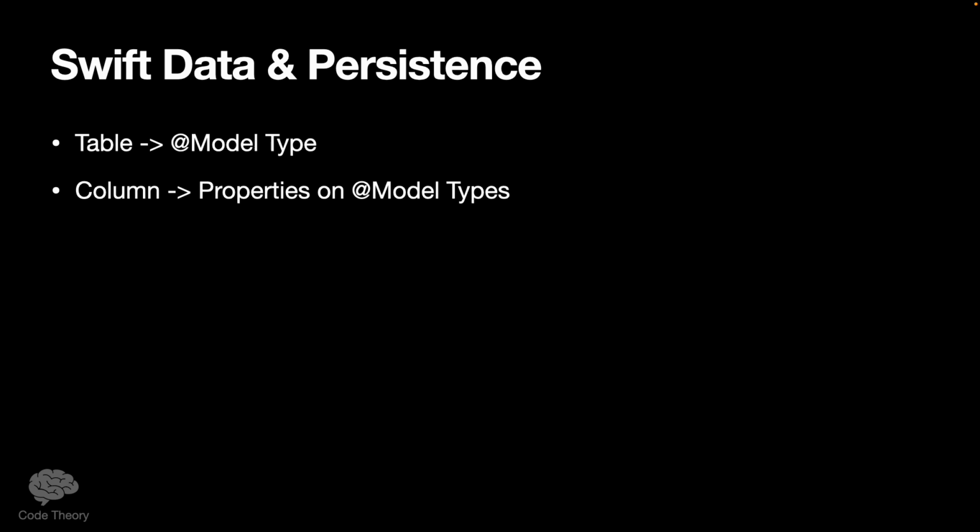If you want to have a column in your database, those are properties on @model types. All your properties get persisted as columns on your model types, right? If you want to have a row, that is an instance of your model type, okay? Any instances of your model types that you choose to persist become rows in the table that is defined by the type of your model, okay?